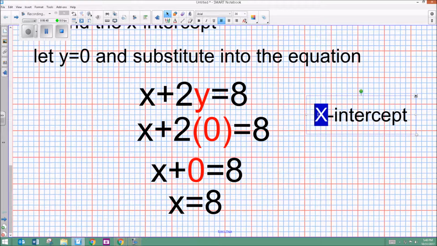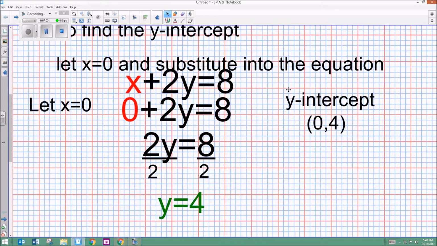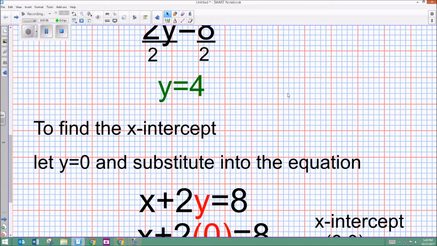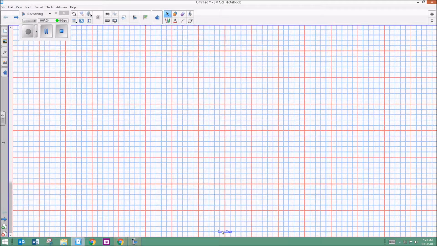My x-intercept is the point where x is 8 and y is 0. So I got my x-intercept is (8, 0), and my y-intercept is (0, 4). So let's go ahead and do the graph.